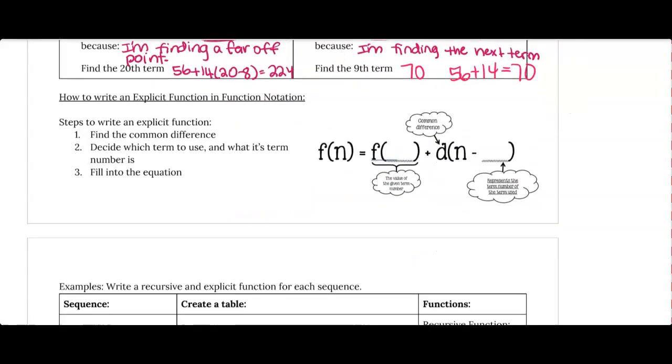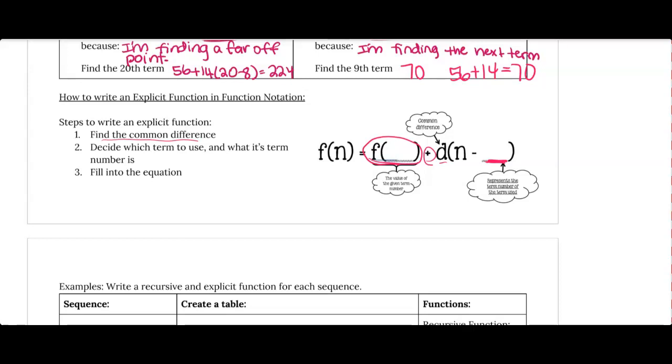So to write an explicit function in function notation, you will first find the common difference, decide which term you're using and what term number it is, and then fill it into this equation. This will be the term that you're using. This will be the term number. And then obviously d is your common difference. Adjust your sign if necessary if you are subtracting instead of adding.